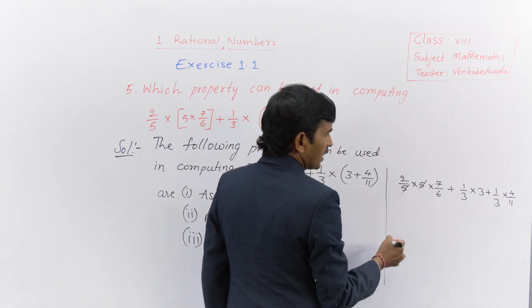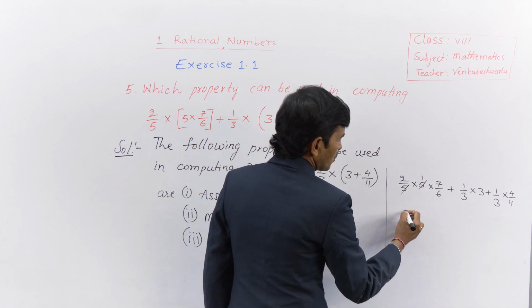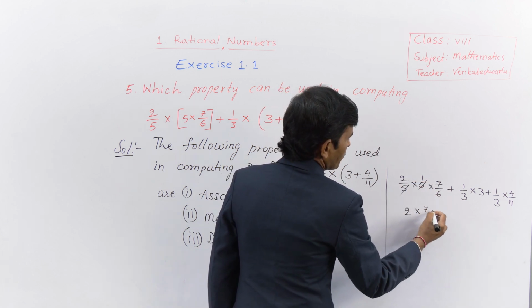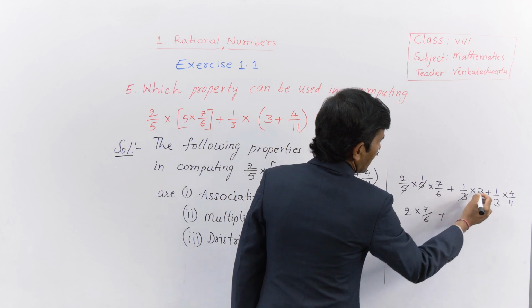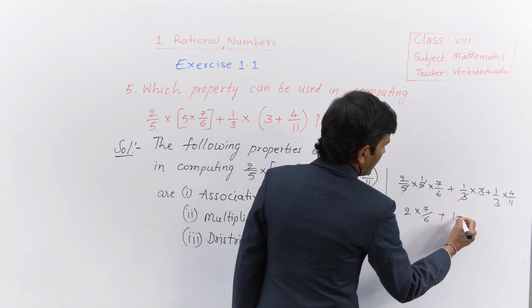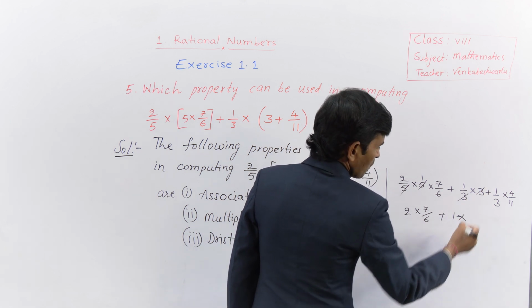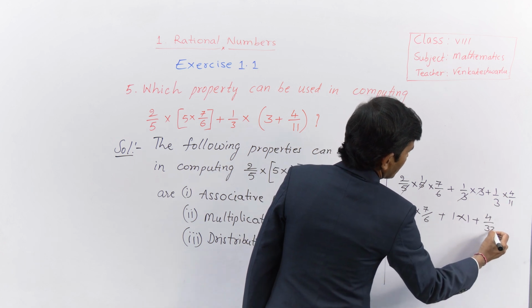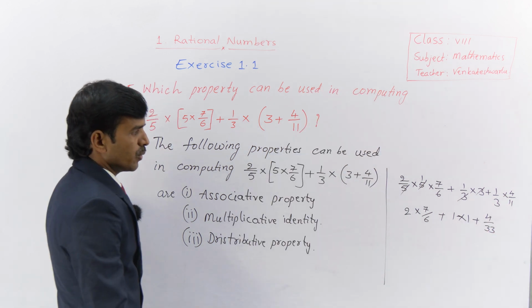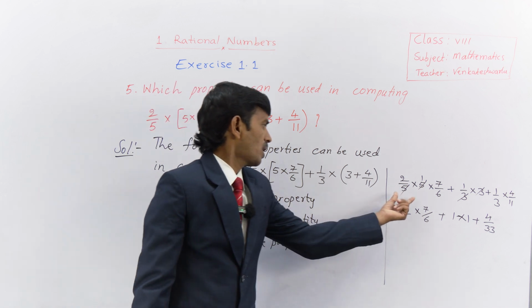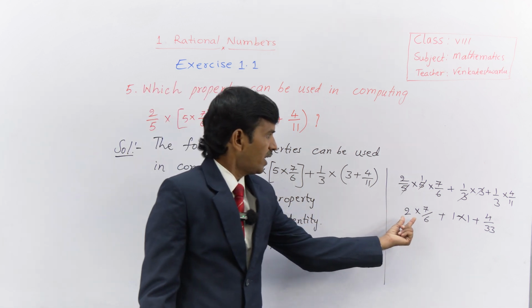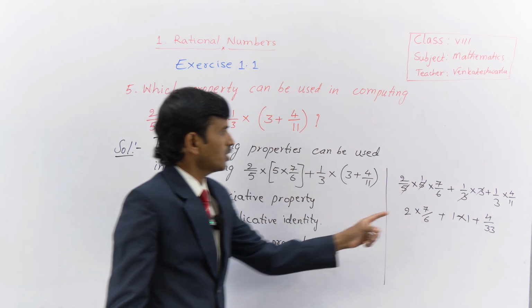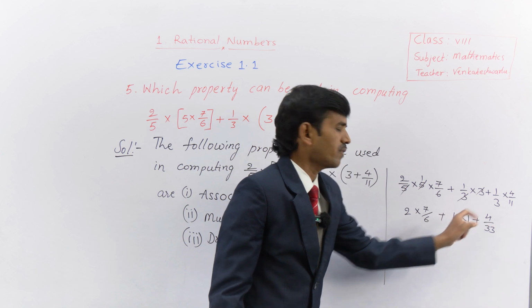Now 5 and 5 get cancelled. 2 ones are 2 into 7 by 6, plus 3 and 3 get cancelled. Here 1 into 1 is 1. 1 4s are 4 by 11 3s are 33. So what are you going to get here? Associative property we used, multiplicative identity we used. Next, distributive property used, by that we distributed 1 by 3.